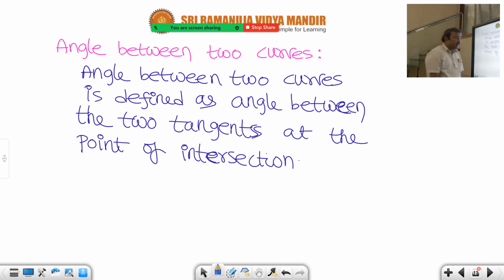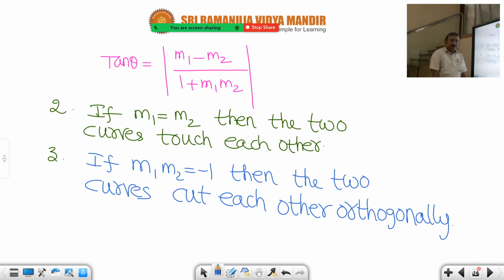Sir, orthogonally means what, sir? Orthogonally means angle between, see, look here. m1 m2 is equal to -1 means the two tangents are perpendicular. Then the word is orthogonal. Curves cut each other orthogonally and the tangents are perpendicular.